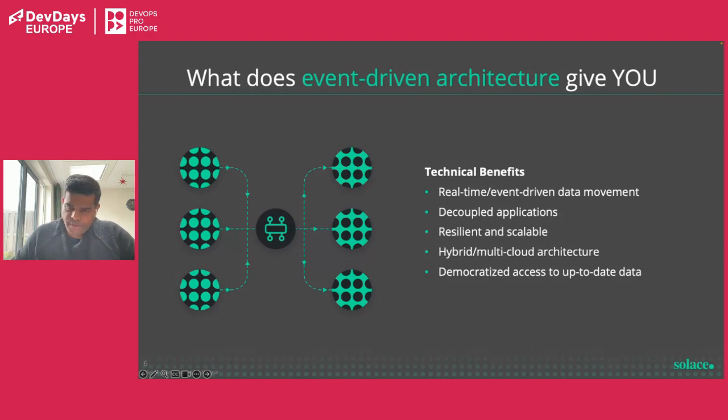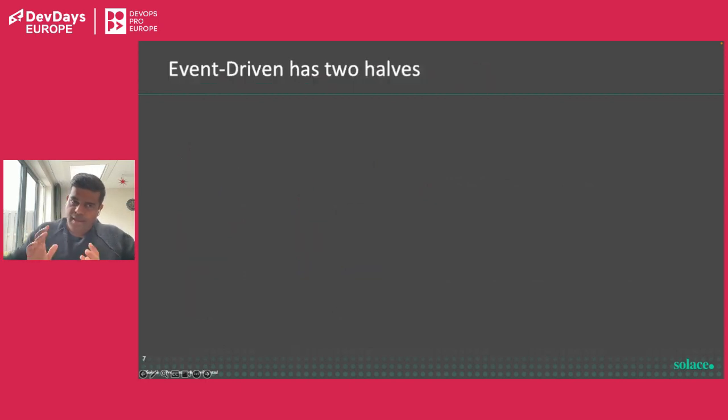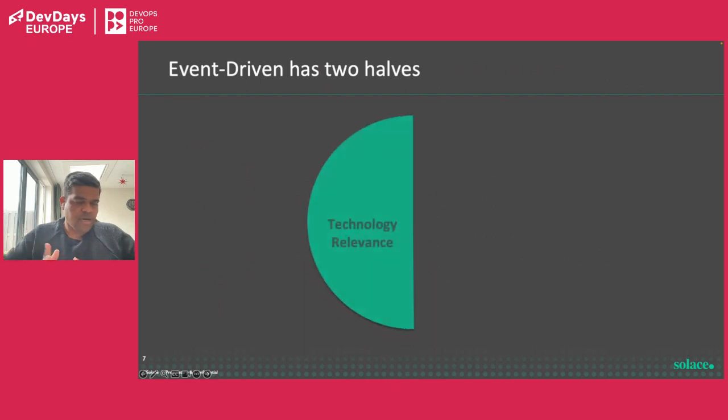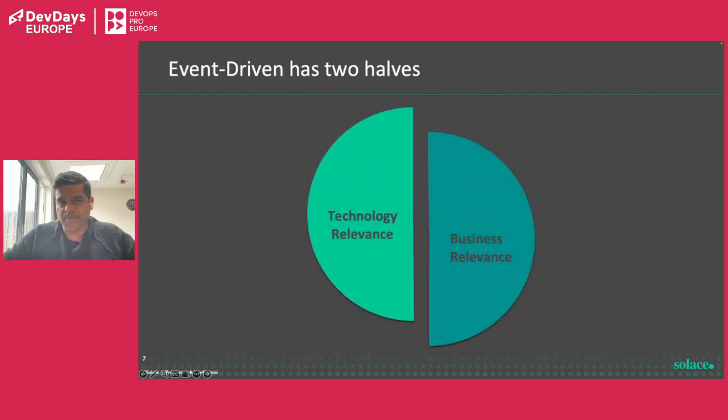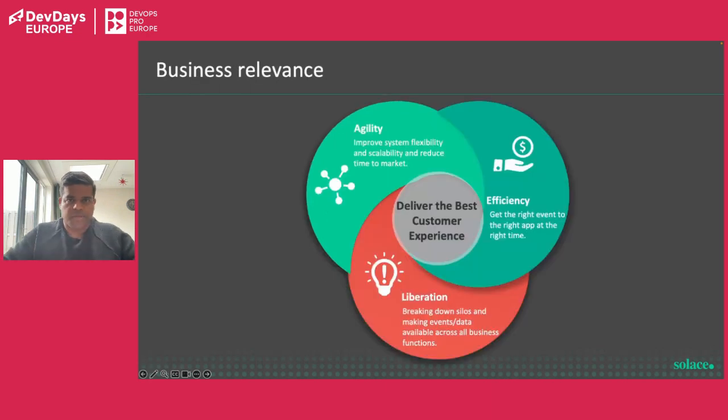So, the technical or the more architectural questions now. Event driven architecture has two halves, a technology relevance and a business relevance. Let's start off with the business relevance first so that we can link and correlate why the technology relevance is important as well. From a business relevance perspective, it's not just technology for the technology's sake.